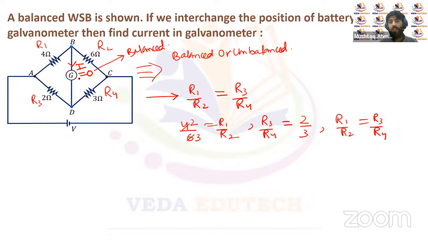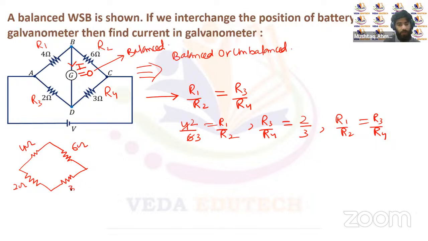But the question is, what if we interchange the position of the battery and galvanometer? Let's try to redraw this circuit and then interchange the position of the battery and the galvanometer. So this is our 4 ohm, this is 6 ohm, this is 2 ohm, and this is 3 ohm.